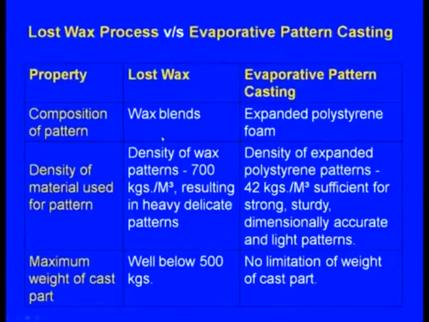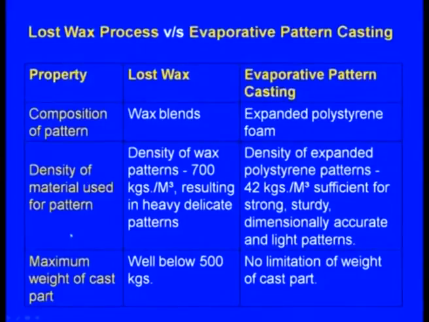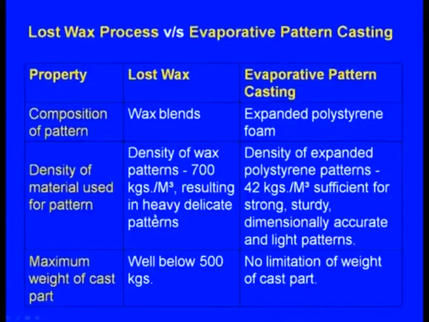So, the pattern is made up of wax blends, whereas in the case of the evaporative pattern casting, the pattern is made up of expanded polystyrene foam. Next, the comparison is the density of material used for the pattern. In the case of the investment casting process, the density of wax patterns is 700 kgs per cubic meter.